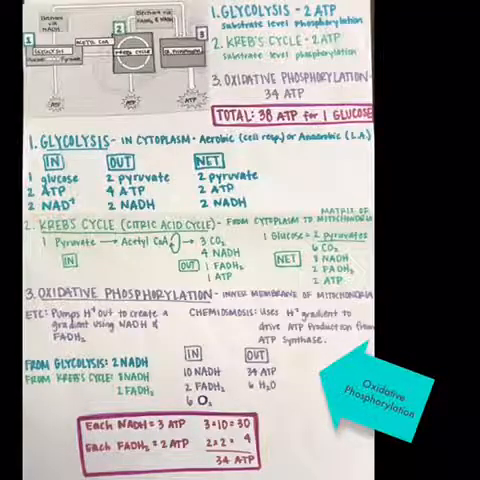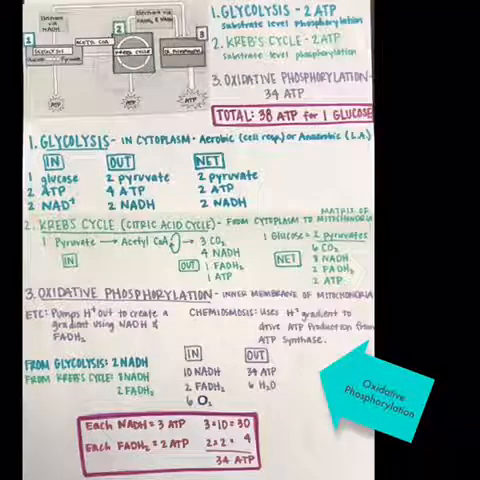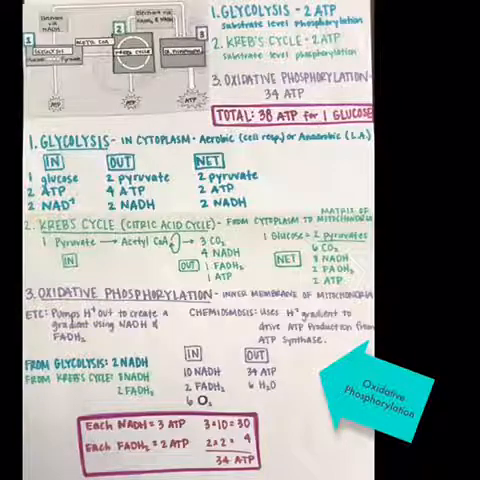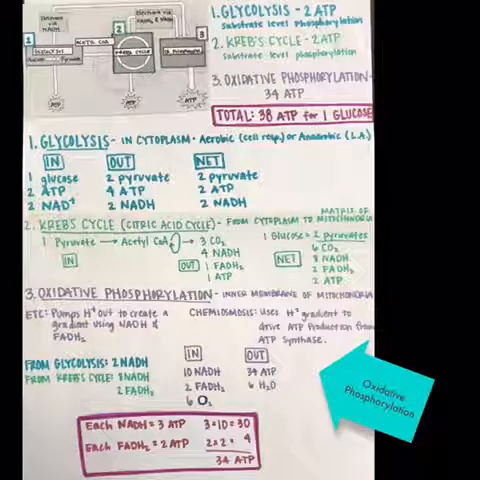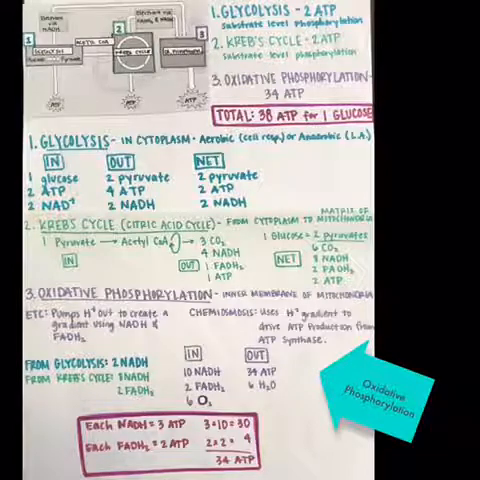The third and final step of cellular respiration is oxidative phosphorylation. This step happens in the inner membrane of the mitochondria. There are 2 main parts of oxidative phosphorylation. There's the first part called the electron transport chain. I abbreviated it as ETC.